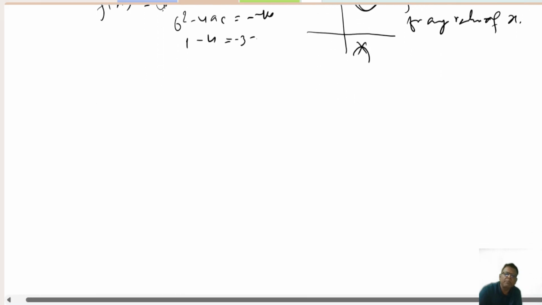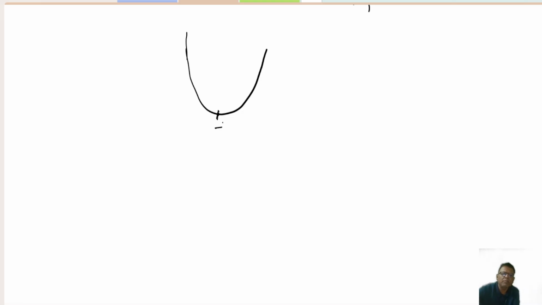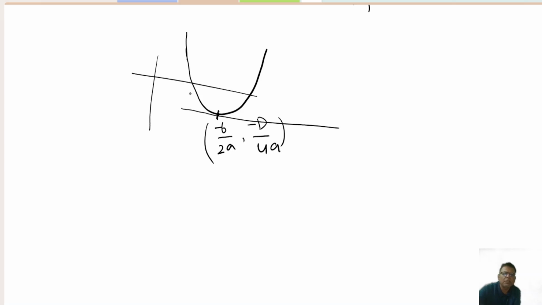So what is the maximum and minimum value? Suppose any quadratic function is there and the graph is there. This is called the vertex, and this vertex is minus b by 2a and minus d by 4a. Suppose this one is the x-axis. So this distance is minus d by 4a and from here to here the distance is minus b by 2a.